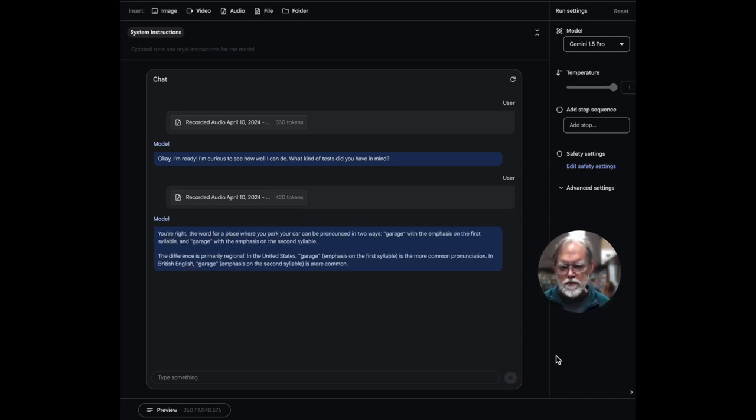Okay, so it replies, "You're right. The word for a place where you park your car can be pronounced in two ways: garage with the emphasis on the first syllable and garage with the emphasis on the second syllable. The difference is primarily regional. In the United States, garage, emphasis on the first syllable, is the more common pronunciation. In British English, garage, emphasis..." Whoops. It's got that backwards, doesn't it? Okay, so it heard the difference. But its explanation that garage is emphasized on the first syllable in American English is wrong.